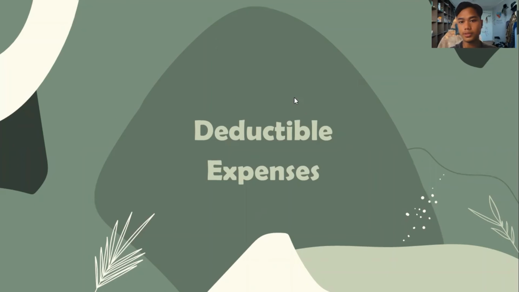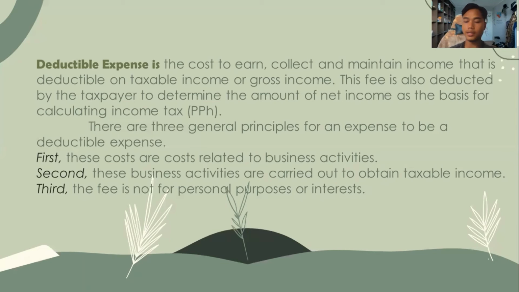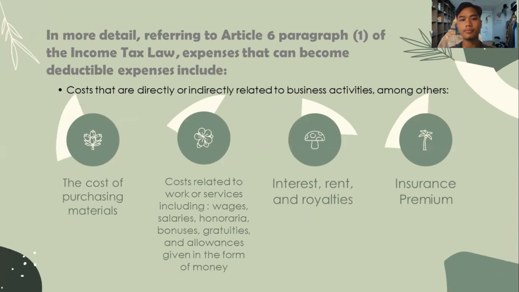Alright, so we'll talk about deductible expense. Like Angie said, deductible expense is the cost to earn, collect, and maintain income that is deductible on taxable income or gross income. In more detail, referring to Article 6, Paragraph 1 of the Income Tax Law, expenses that become deductible expense include, first, costs that are directly or indirectly related to business activities.